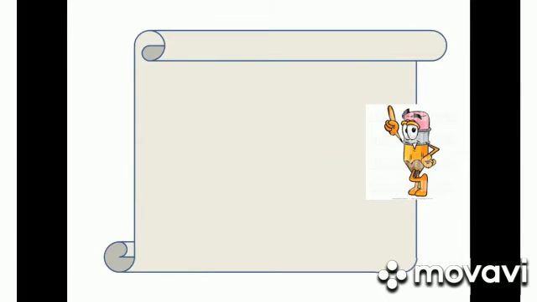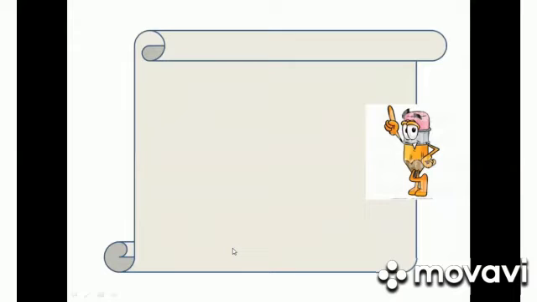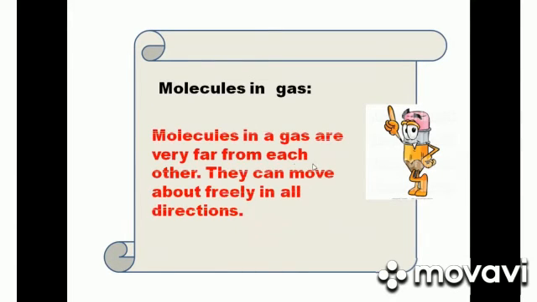molecules in solids are closely packed together. They can only vibrate backward and forward. In liquids, they can move and slide over each other. In case of the gases, they can move about freely in all directions. Okay, now we'll move towards the next question.